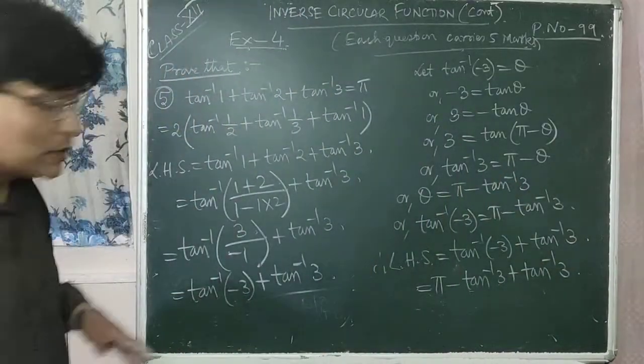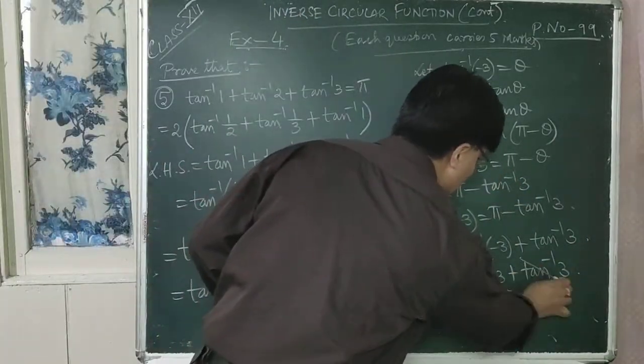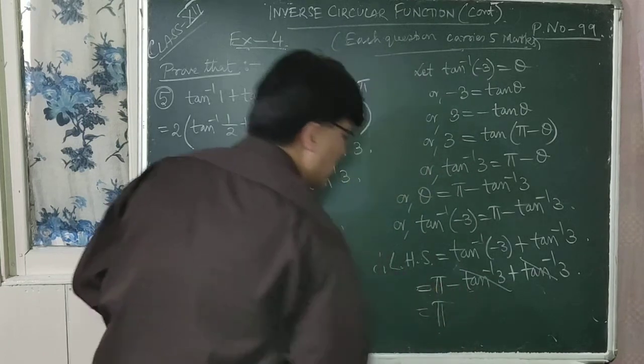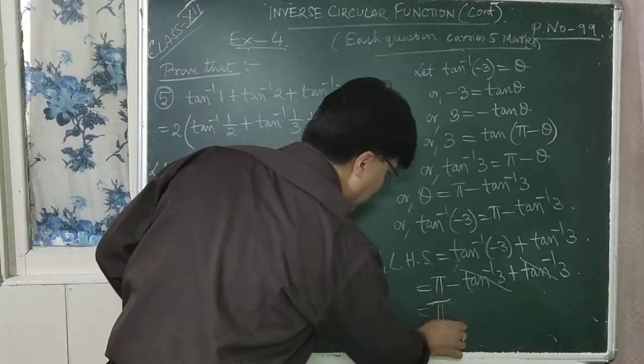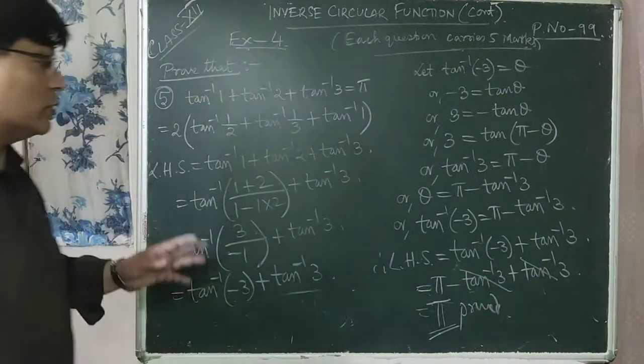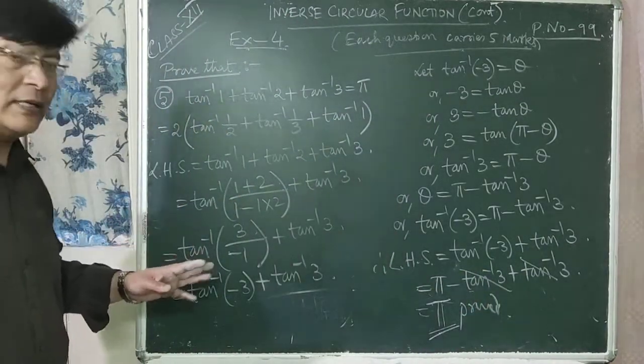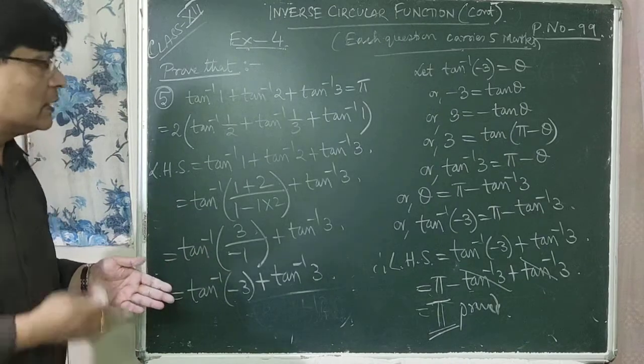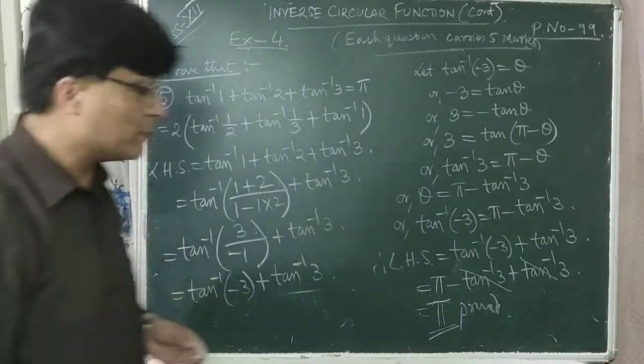Is that clear? So now we can cancel these two, which is equal to what? Pi. So we get pi, right? So it is proved, which is equal to pi. That is, left hand side is equal to pi. We have proved the first part. Now we'll do the second part. So you can copy it.